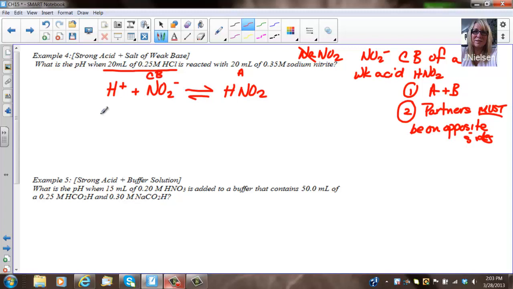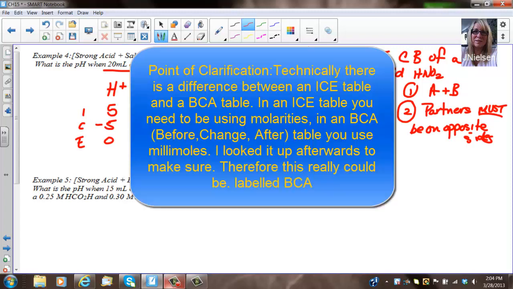They're on opposite sides. We're going to see what we have initially. We have 20 times 0.25 for my acid, which is going to give me 5. My NO2, 20 times 0.35 is 7, and I have none of the HNO2 initially. As the reaction takes place, I'm going to use up all of the acid first. So minus 5, minus 5, plus 5. And I'm going to be left with 0, 2, and 5. So you can call this an ICE table: initial, change, and equilibrium.